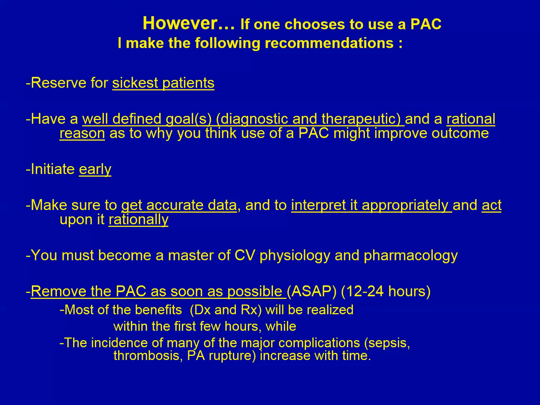However, if one chooses to use a pulmonary artery catheter, I make the following recommendations. Reserve it for the sickest patients. Have well-defined goals, both diagnostic and therapeutic, and a rational reason as to why you think the pulmonary artery catheter might improve outcome. Initiate early. Make sure you get accurate data and interpret it appropriately and act on it rationally. And finally, remove it as soon as possible once you have achieved your goals. Most of the benefits will be realized within the first few hours or day, while the incidence of many of the major complications increases over time.